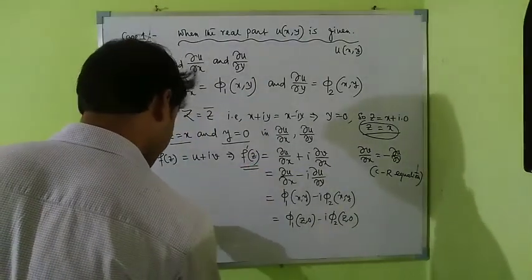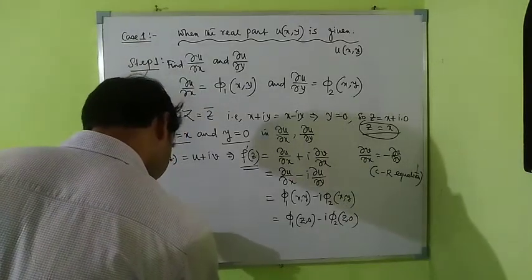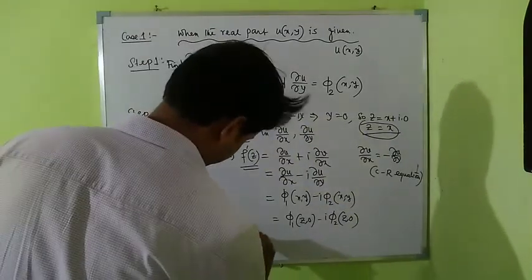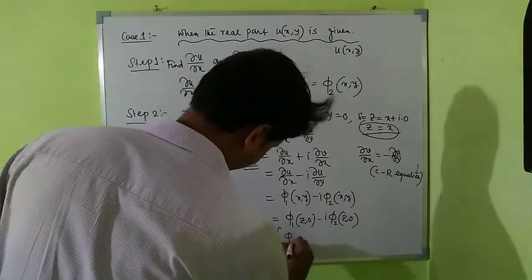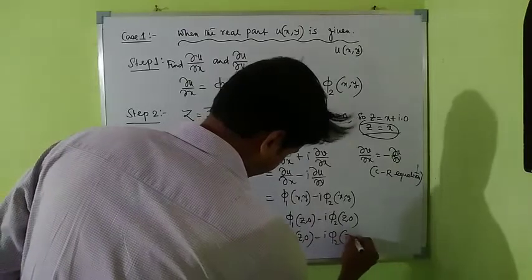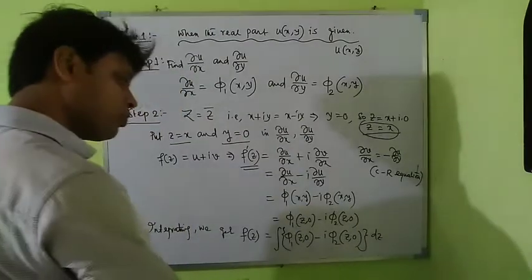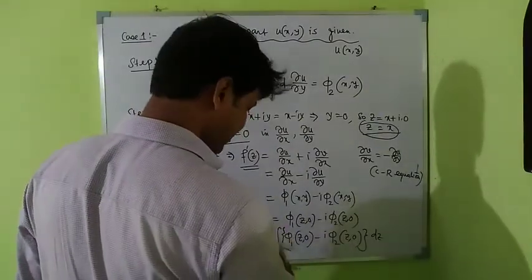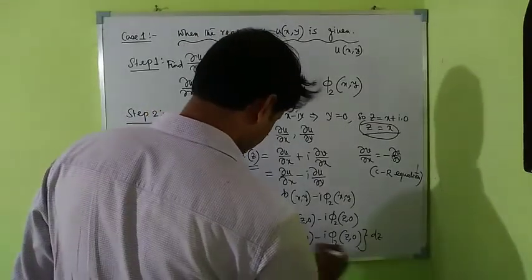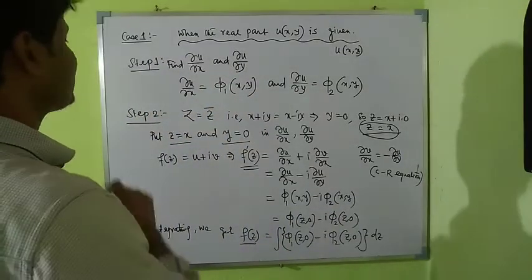Integrating, we get f(z) = integral of [phi 1 (z,0) minus i phi 2 (z,0)] dz. This is a function of z, so we can easily integrate this part to get the analytic function f(z). So this is case 1.